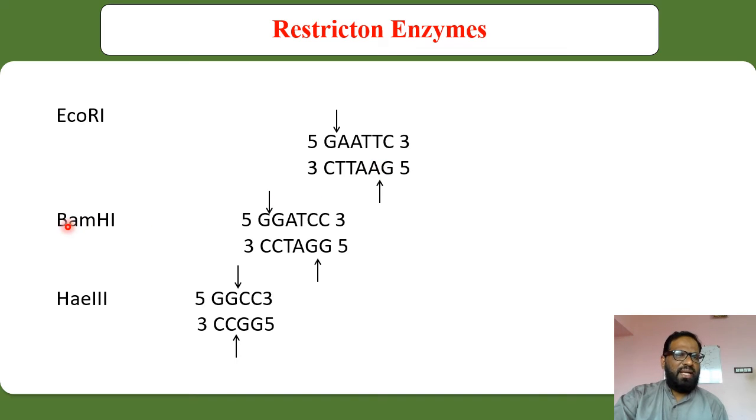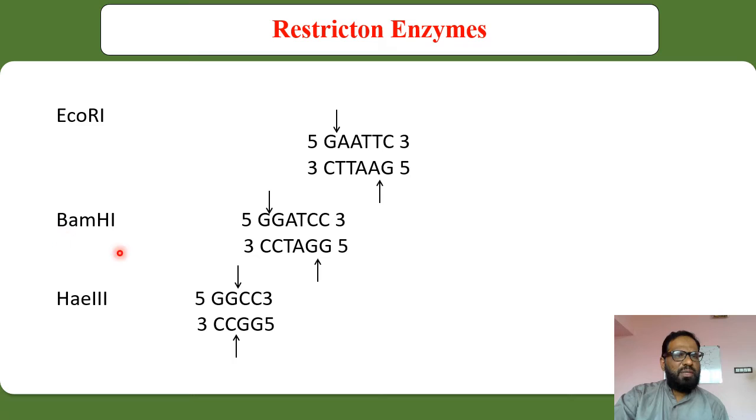Similarly, take the example of BamH1. This is the recognition sequence for BamH1. If you observe the recognition sequence of EcoR1 and the recognition sequence of BamH1, they are different from each other. This is the substrate or recognition sequence for BamH1, and this is the recognition sequence for EcoR1. If the BamH1 sequence is present in the DNA and you use EcoR1, nothing will happen. That DNA is not going to be cleaved.